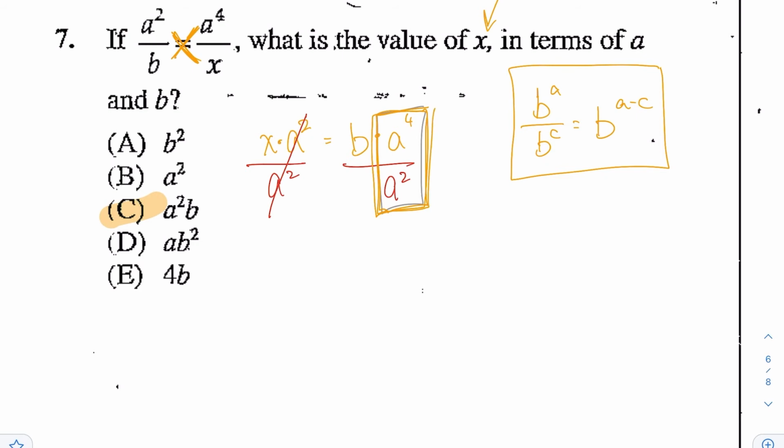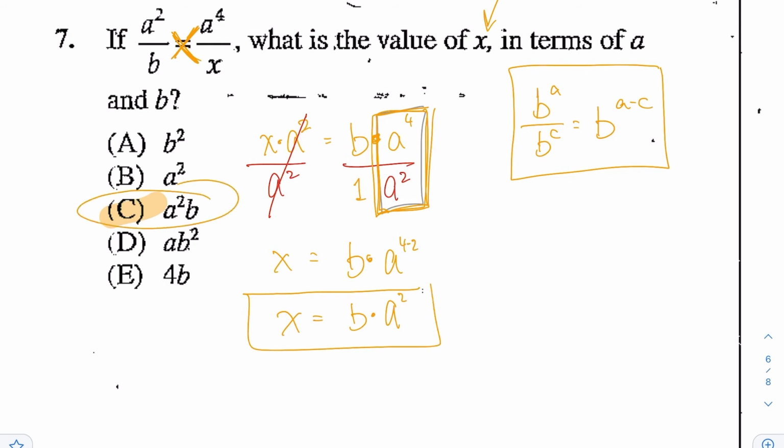So the a to the 4th divided by a squared will turn into a to the 4 minus 2, or just a squared. You still have that b being multiplied in the numerator. So it's still like b over 1, or just b. So you know that x will have to be b times a squared, or choice C, a squared times b, just a commutative property. Again, here you have to use this law of exponents. We divide two exponents of the same base, we're going to subtract the exponents.